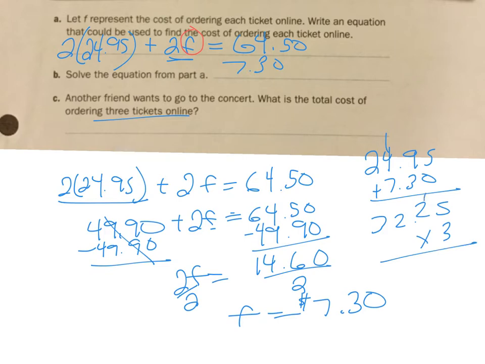3 times 5 is 15. 3 times 2 is 6, plus 1 is 7. 3 times 2 is 6. 3 times 3 is 9. Decimal comes out 2, goes in 2. So my total cost for 3 people is $96.75. And I was able to figure that out without being able to see the online fee, based on knowing how much it costs to order them and the total cost. Okay.